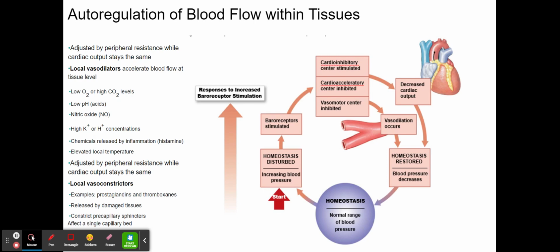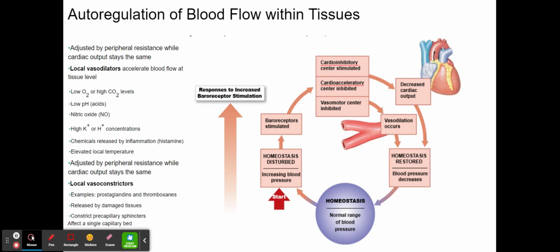decreased tissue oxygen levels or increased CO2 levels, lactic acid or other acids generated by tissue cells, nitric oxide released from endothelial cells, rising concentrations of potassium ions or hydrogen ions in the interstitial fluid, chemicals released during local inflammation, including histamines and nitric oxide, and elevated local temperatures. These factors work by relaxing the smooth muscle cells of the precapillary sphincters. All of them indicate that tissue conditions are in some way abnormal. An increase in blood flow, which brings oxygen, nutrients, and buffers, may be sufficient to restore homeostasis.